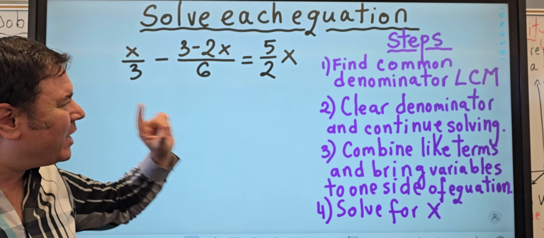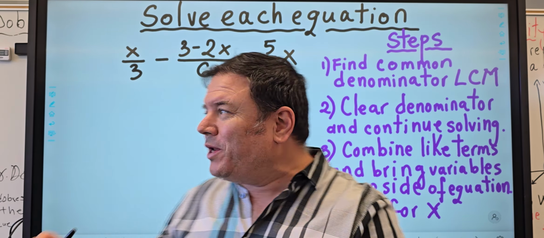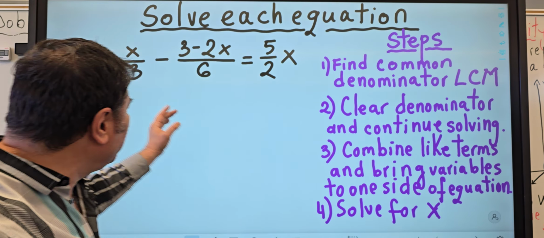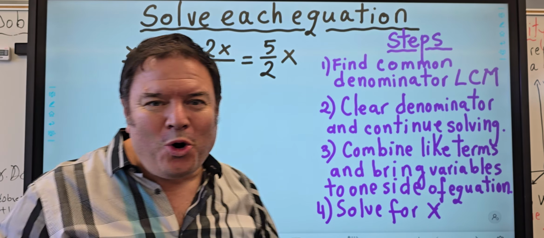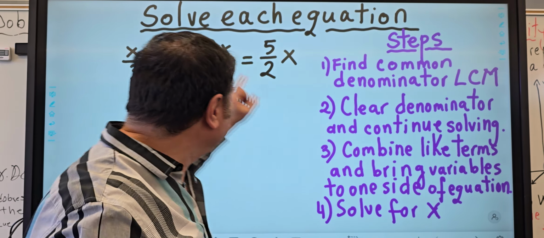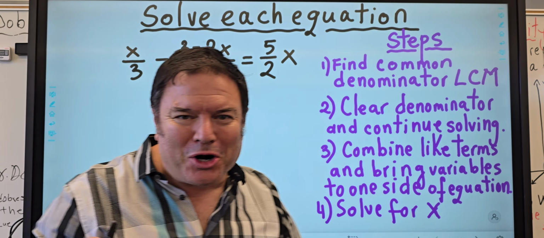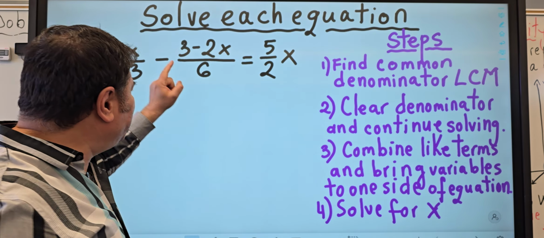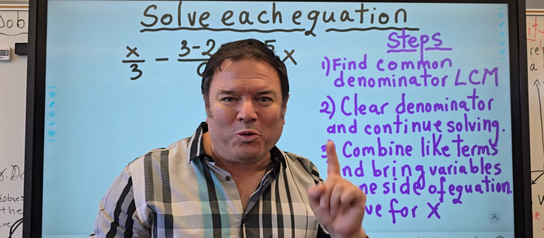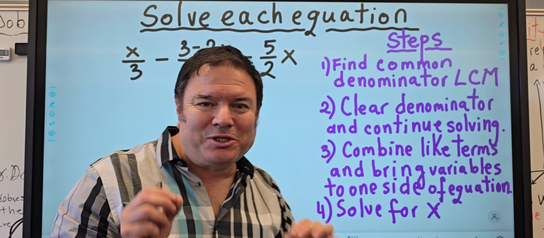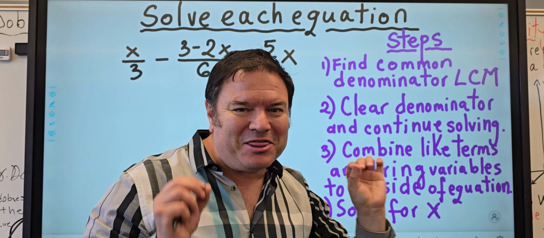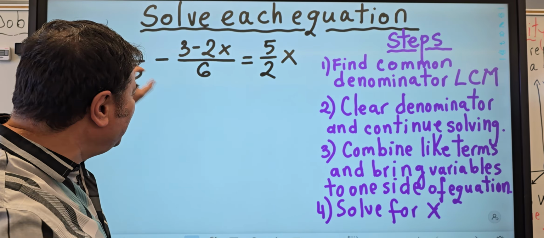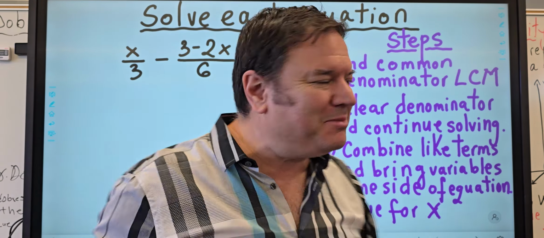First of all, looking at these steps, step number one, we need to find the least common multiple. Looking at these numbers, 3, 6, and 2, the least common multiple is 6 because all these numbers go into 6. 3 goes into 6 two times, 6 goes into itself one time, and 2 goes into 6 three times. Therefore, we can multiply the entire expression by 6.